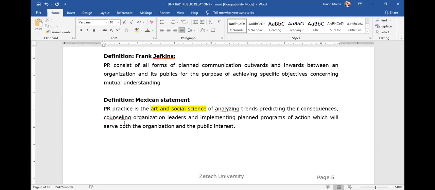You are counseling them so that the consequences that you predicted will not impact on them. So once you counsel the organization leaders, then they will implement your planned programs of action. They implement it so that in future they may not encounter those consequences. And why are you doing this? You are doing this for the sake of the public and the organization.